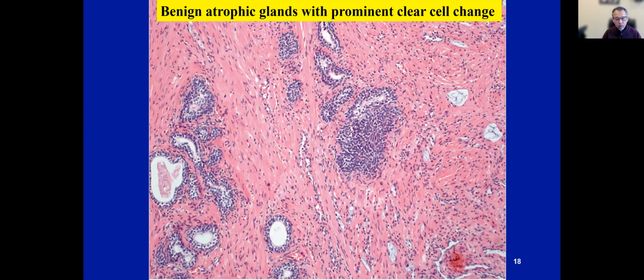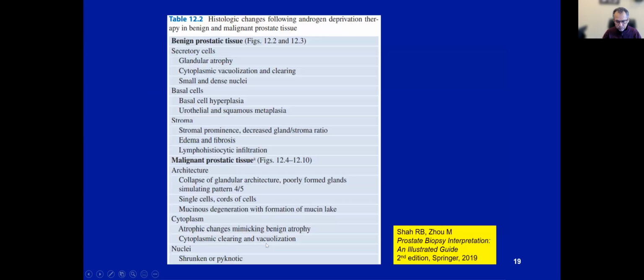Benign glands can often provide you important clues. Benign glands typically demonstrate atrophic changes, and the cytoplasm, as I showed you, also often demonstrates clearing of the cytoplasm, as shown here.